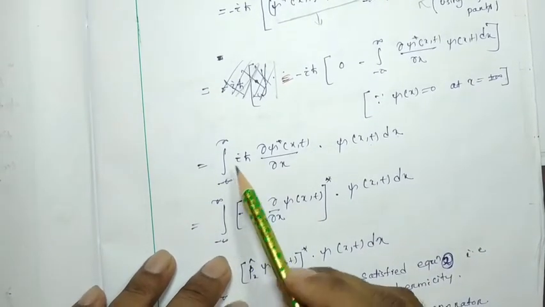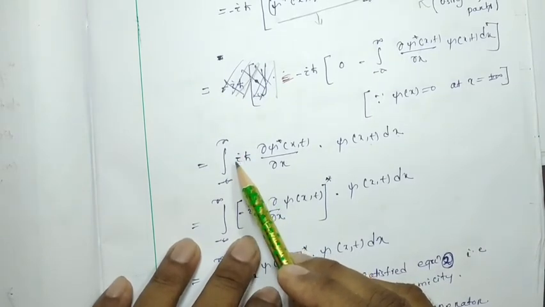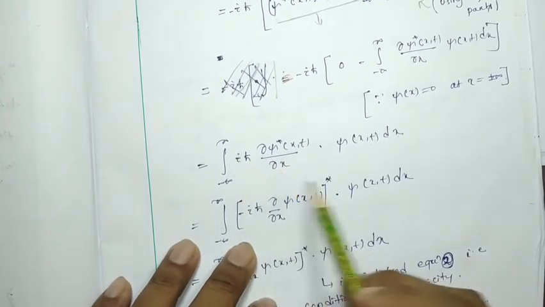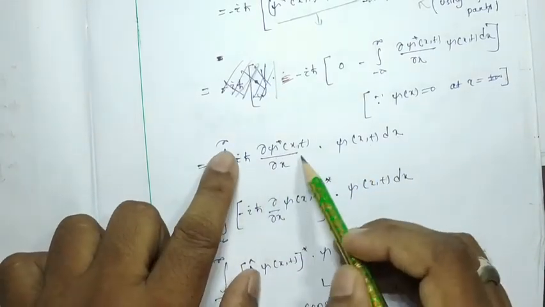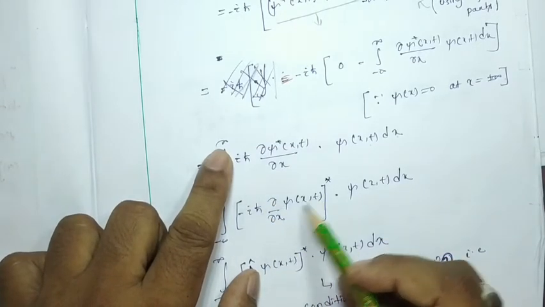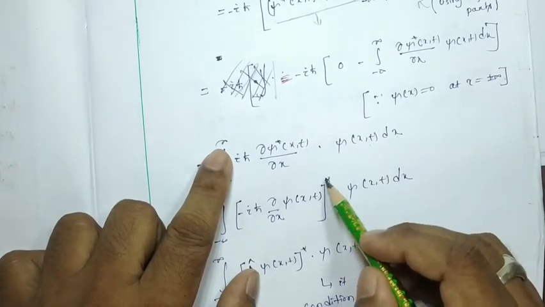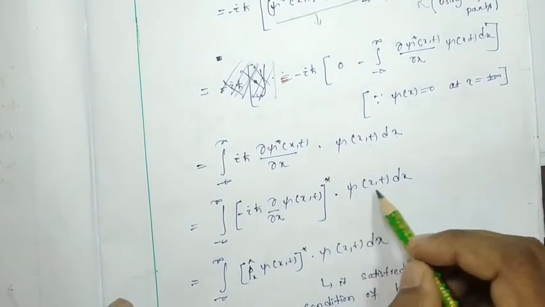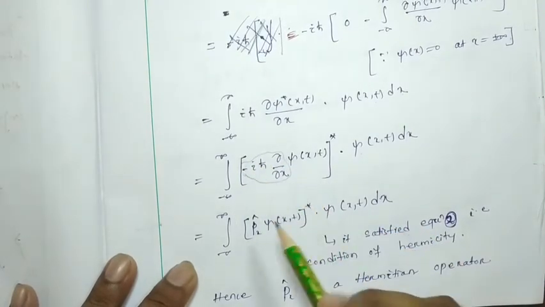So it can be written as i h cross, where the complex conjugate of i is minus i. So I can write this as minus i h cross, the whole starred, that is the complex conjugate. If I consider the whole complex conjugate, I get minus i. So minus i h cross del psi (x,t) by del x, whole star, the complex conjugate, into psi (x,t) dx. Here minus i h cross del by del x is nothing but the momentum operator.